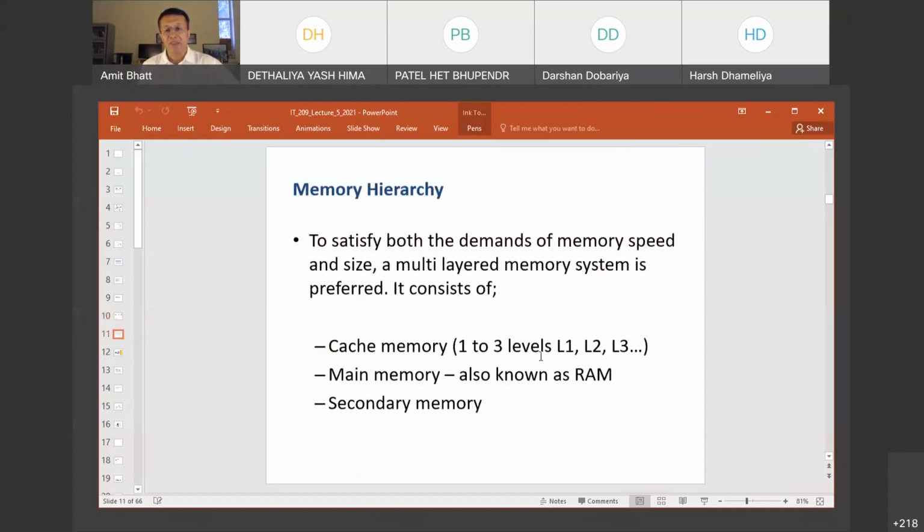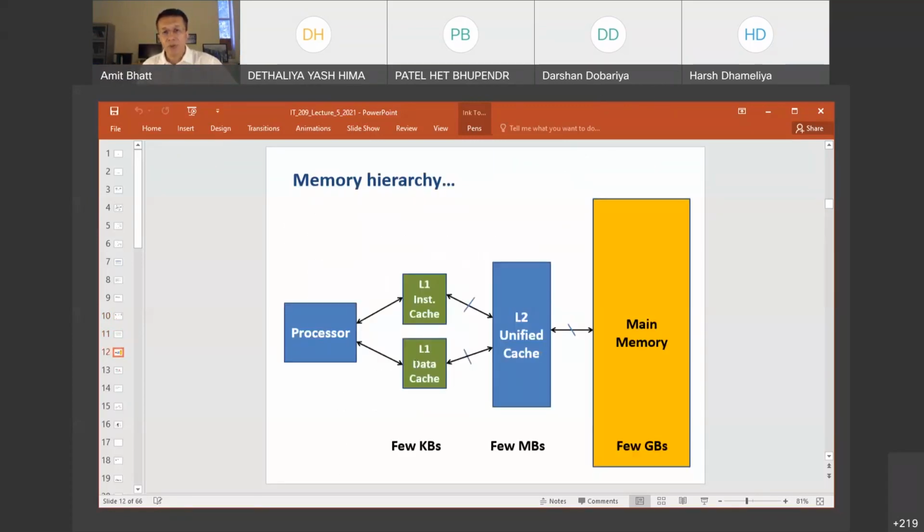Now, in memory hierarchy, we have seen that you have cache memory in 3 levels, in modern processors: L1, L2, L3. Then you have main memory, which you call RAM. And then there is secondary memory, which is also known as virtual memory. You can call it the hard drive. So this is the final picture. Your virtual memory, your hard drive, is over here, and that is the domain of the operating system.